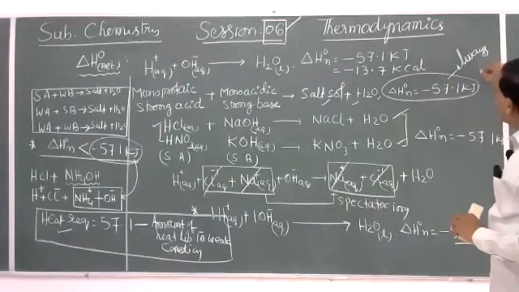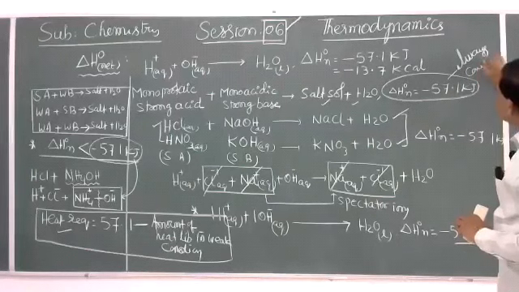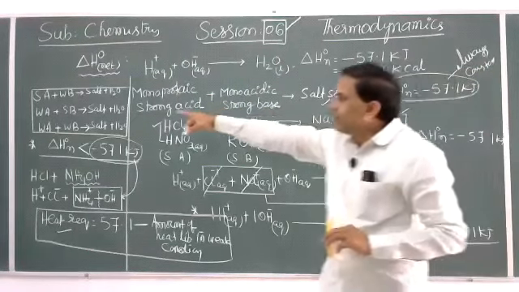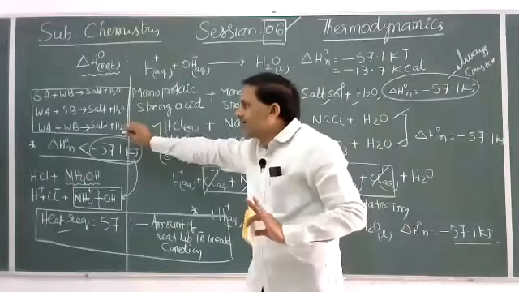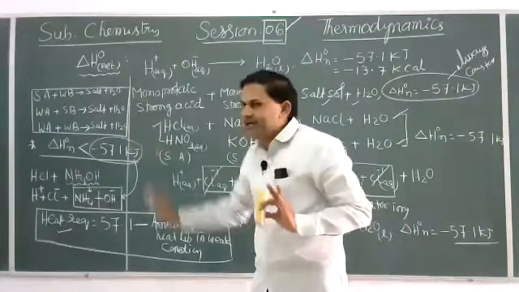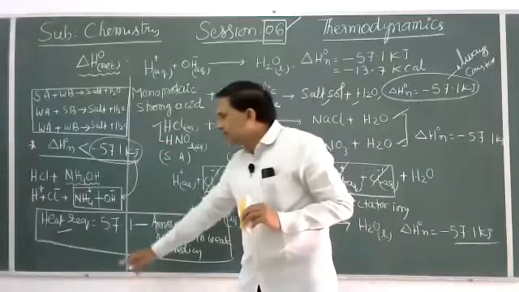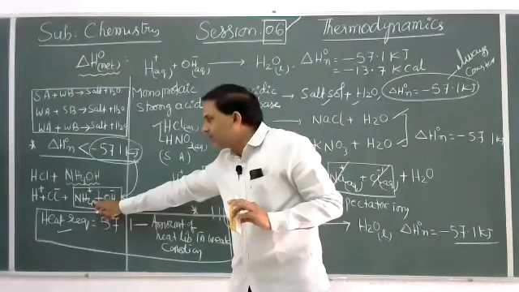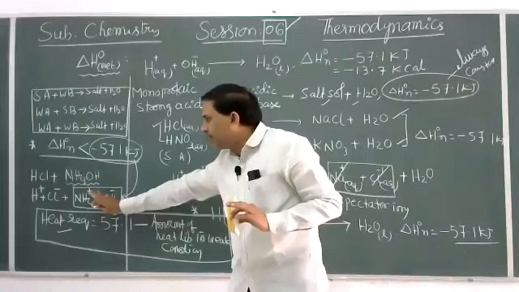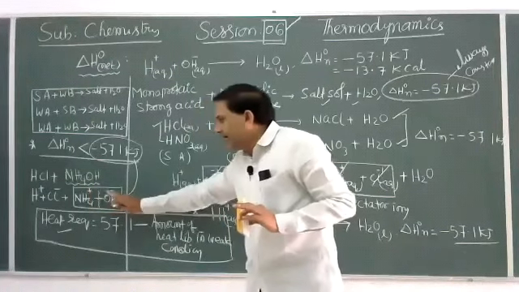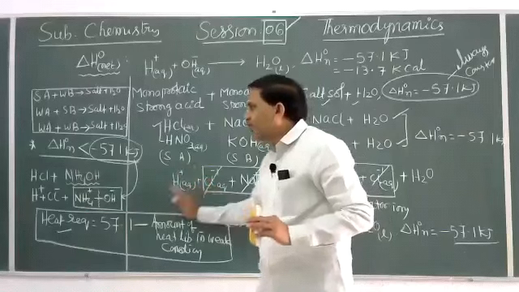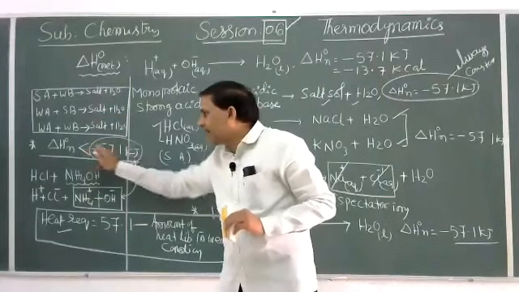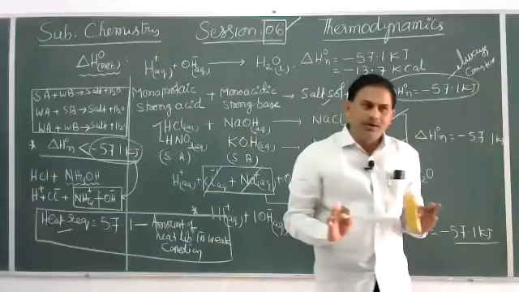The liberated value is constant. But in these three cases it is not constant. Reason explained. The reason is, here, to ionize the weak acid or the weak base, some amount of heat is required to ionize completely into its constituent ions. That's why under this weak condition, the heat of neutralization is less than 57.1 kilojoules.